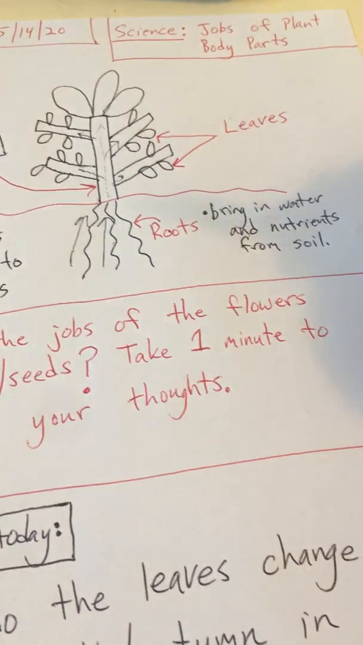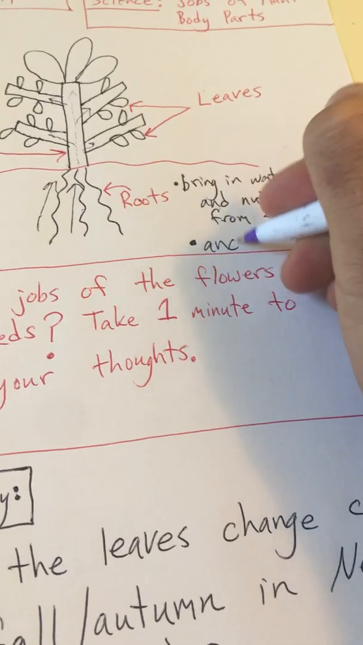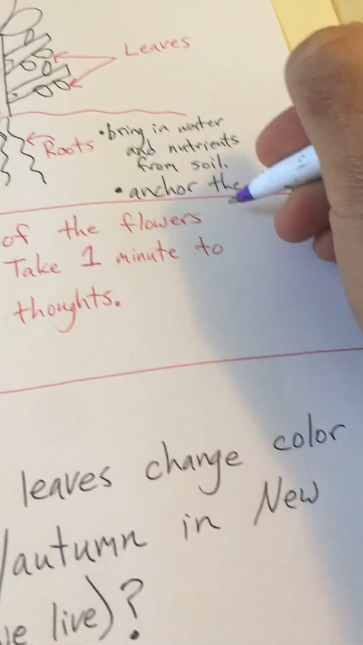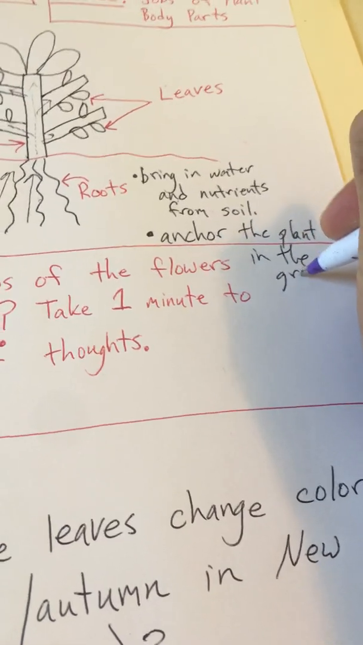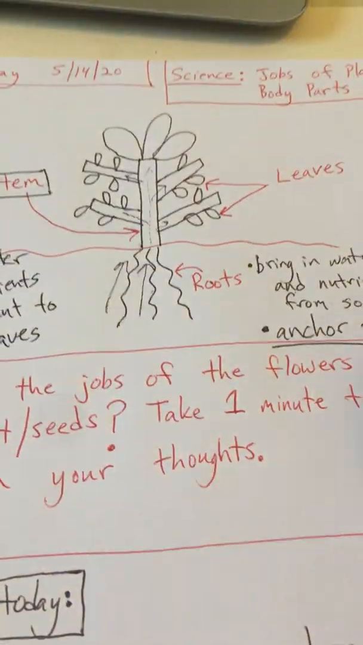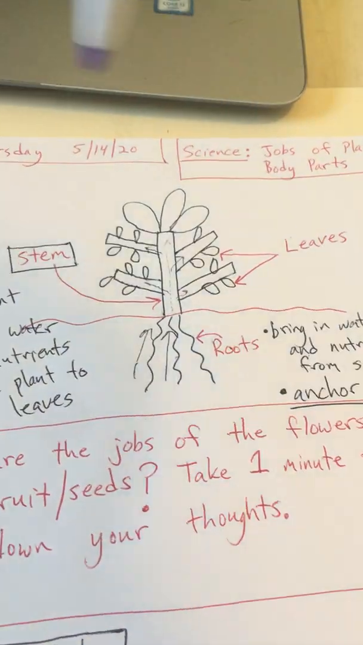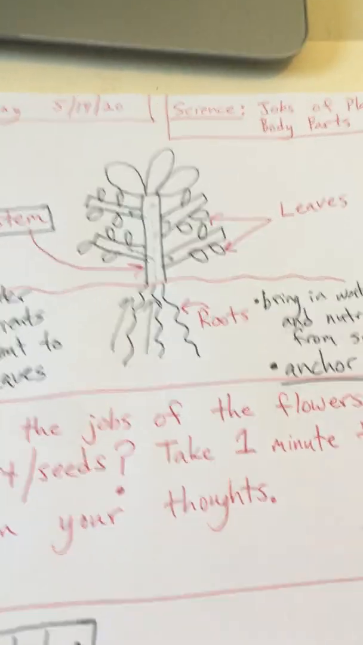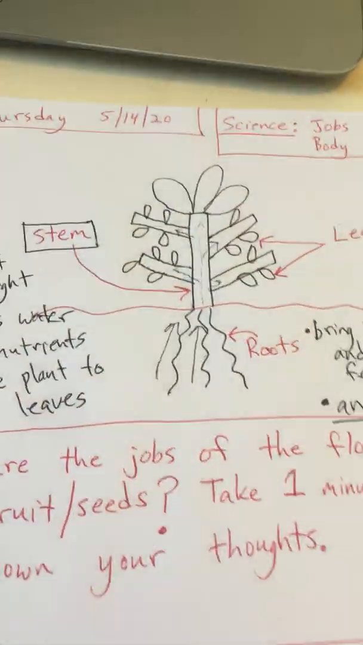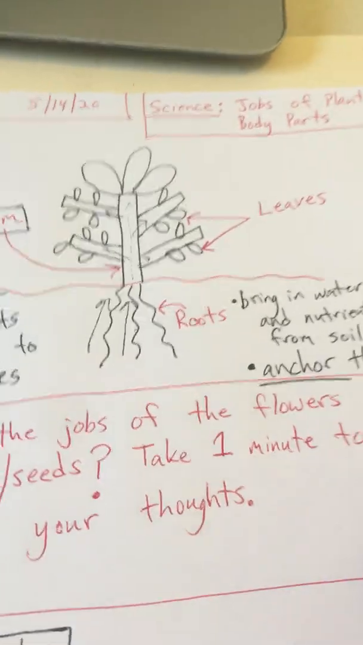So the roots, their job is to bring in water and nutrients from the soil, and another job they have is to anchor the plant in the ground. Okay? If the roots weren't there holding or anchoring the plant into the ground, it would just fall over. When the wind blew, it would just blow away, right? As soon as any animal walked by it, it would just fall over. So the roots are bringing up nutrients and water, but they're also holding that plant real tightly into the ground. And if the roots weren't there to hold it in, the plant would have died.